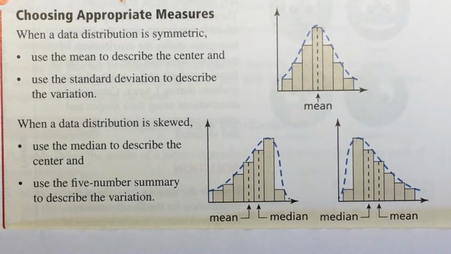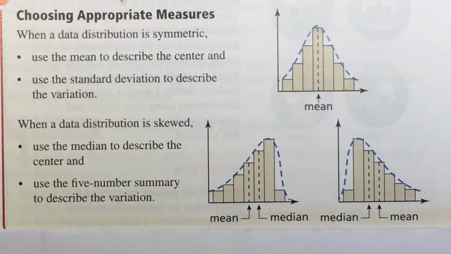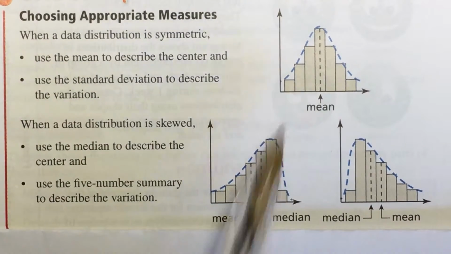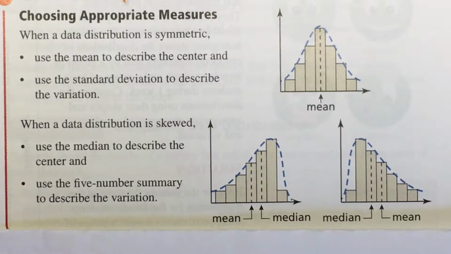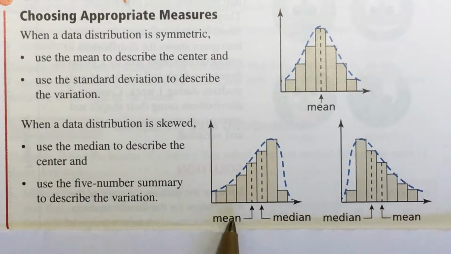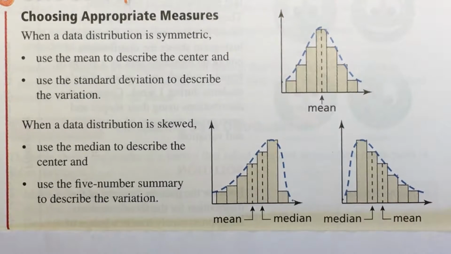When looking at many different types of data and looking at different histograms and box and whisker plots, you can choose different types of measurements to describe the data. When you have data that's symmetric, either in a bar graph or a box and whisker plot, you can use the mean to describe the center, and you can use the standard deviation to describe the variation. When the data is skewed, either skewed left or skewed right, the median is a better representation than the mean or average, and the 5-number summary, which is the minimum, maximum, and the 3 quartiles, you can use those to describe the variation.